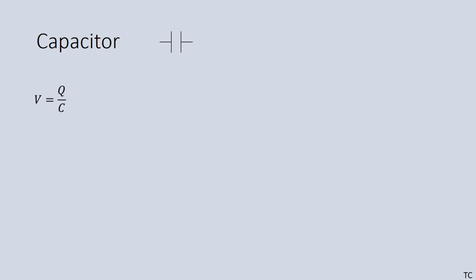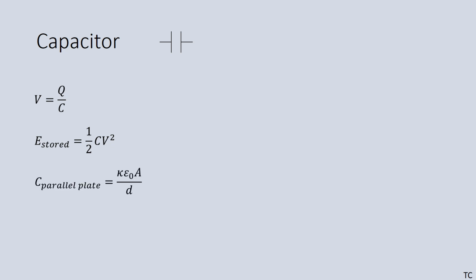The voltage across a capacitor is equal to the charge it's storing divided by its capacitance, and this is also where the definition of capacitance comes from. The energy stored in a capacitor is 1/2 CV squared. If you want to remember this, it sort of looks like 1/2 MV squared, but don't draw too much meaning from that.